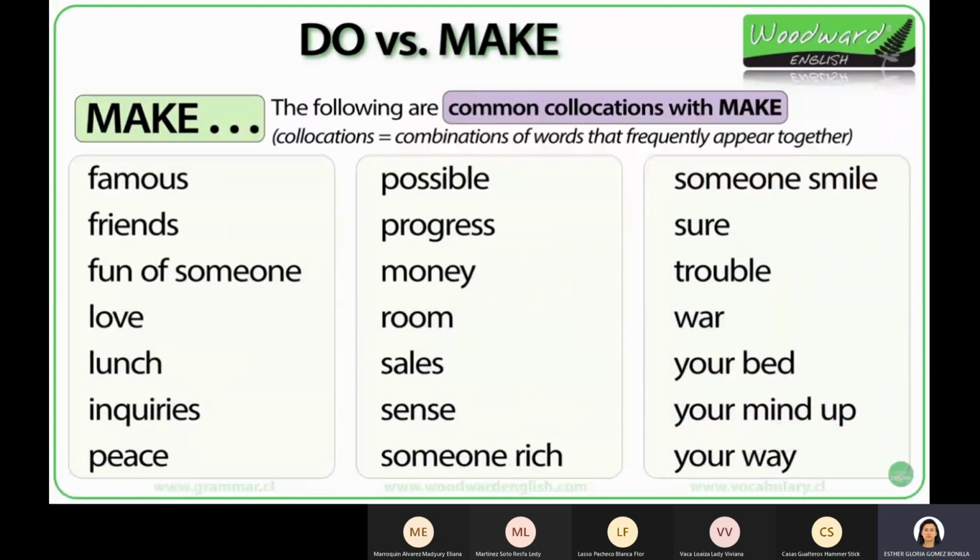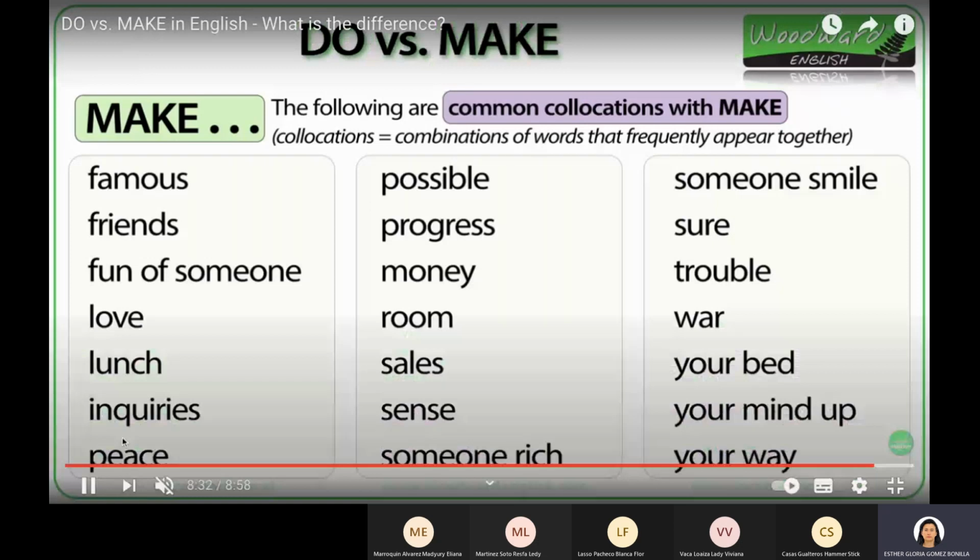And here are the last examples with make. Make famous, hacer a alguien famoso. Hacer amigos, make friends. Make fun of someone, para hacer reírse de alguien. Make love, make lunch, make inquiries, hacer la paz, make peace, make possible, make progress, make money, para decir hacer dinero, make room, make sense.